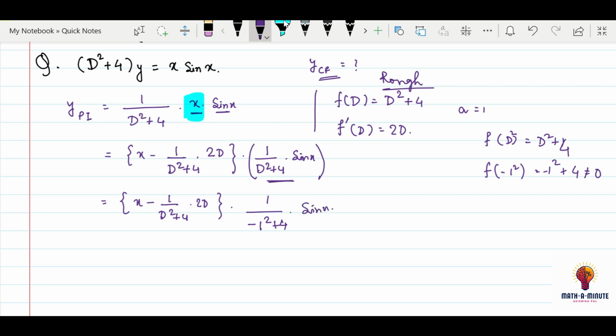So therefore it will be 1 by 3 x sin x minus 2 by 3, D divided by D square plus 4, into sin x. Okay. So because there is a D operator here, we can take the derivative of this sin x first. So it will be 1 by 3 x sin x minus 2 by 3, 1 by D square plus 4, and the derivative of sin x will be cos x. Okay.